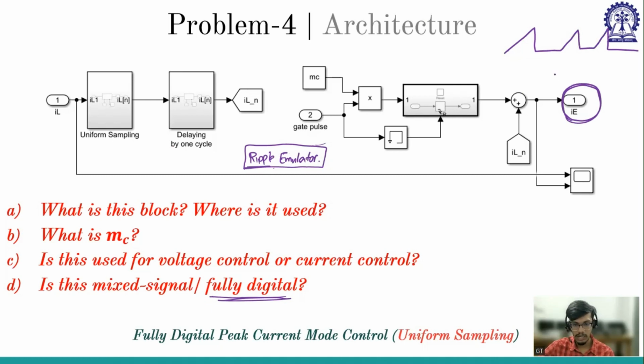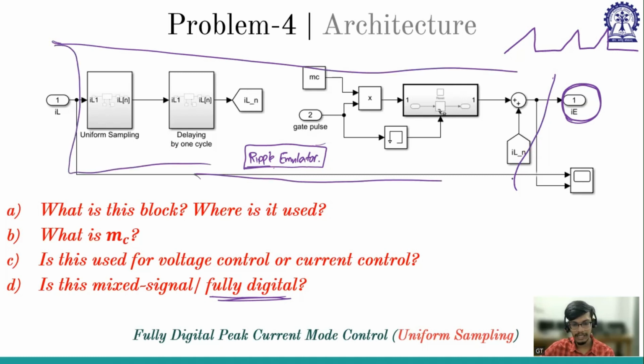So this entire block is the ripple emulator. It needs inductor current as input. It will take the sample and it will give me IE, meaning I emulated. Let us not discuss the details because I have not taught you or discussed the working of this. No, sir. I just want to know the wave shape of this IE.